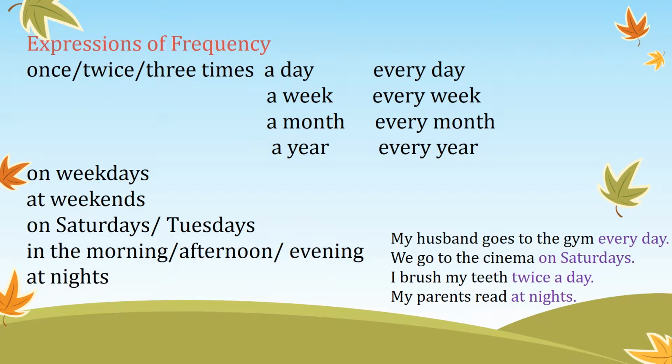Expressions of frequency are usually placed at the end of the sentence. These are the common expressions following the frequency question, how often? For example, once or twice or three times a day, a week, a month, a year, or every day, every month, every year, on weekdays, at weekends, on Saturdays, in the morning, in the afternoon, or at nights. Look at the examples. My husband goes to the gym every day. We go to the cinema on Saturdays. I brush my teeth twice a day. My parents read at nights.